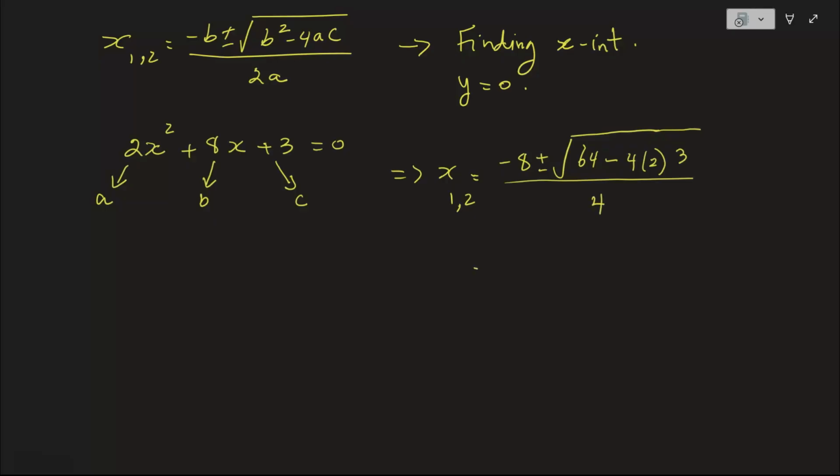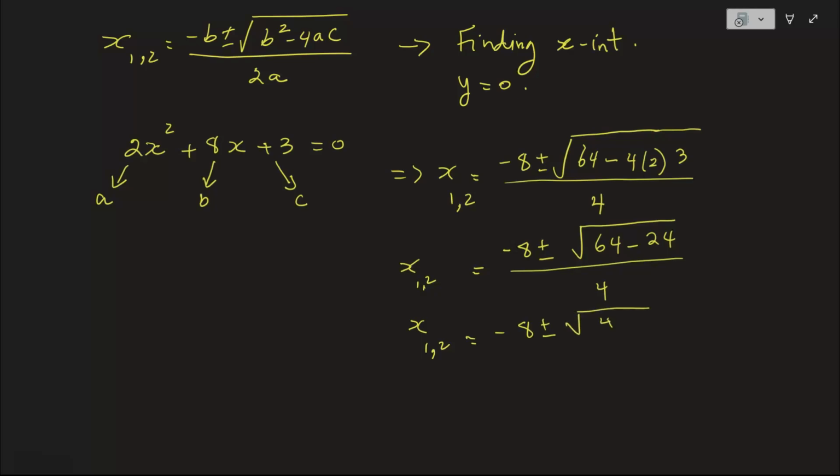Okay, when you get this, then you take out your calculators and then you can find it. So -8 plus or minus the square root of 64 minus 24, divided by 4. And you have the two solutions. These are 1, 2. Two possible solutions will be -8 plus or minus the square root of 40 divided by 4. Now, I'm going to leave that be.